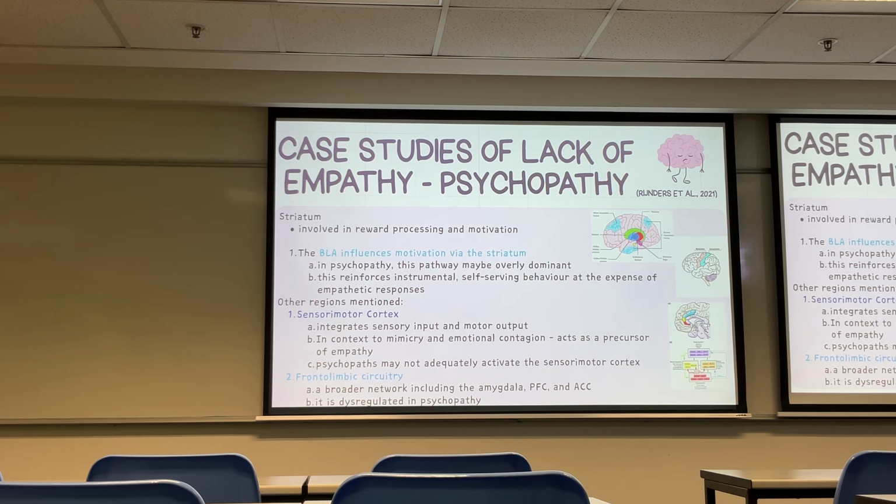The striatum, which is involved in reward processing and motivation: the basolateral amygdala influences motivation through the striatum. In psychopathy, this pathway may be overly dominant, reinforcing the instrumental self-serving behavior at the expense of empathic responses. Other regions briefly mentioned are the sensory-motor cortex, which integrates sensory and motor input, which in context to mimicry and emotional contagion acts as a precursor of empathy, so this region may also be involved. Lastly, the frontal limbic circuitry, which is found to be dysregulated in psychopathy.